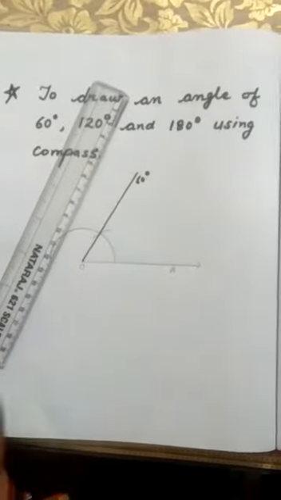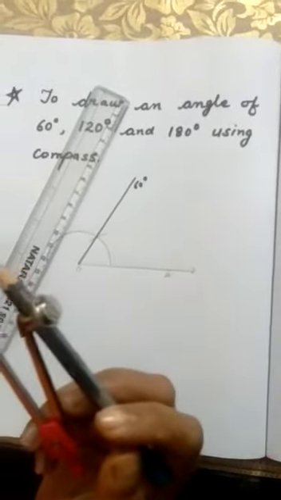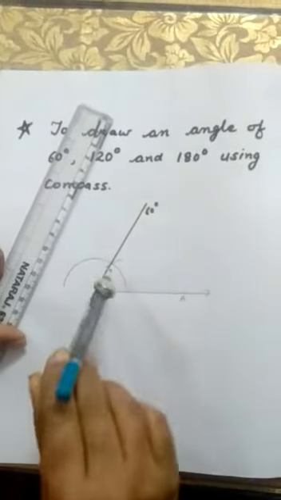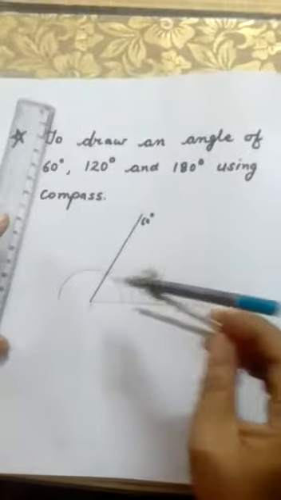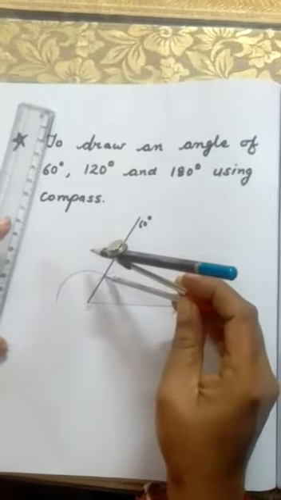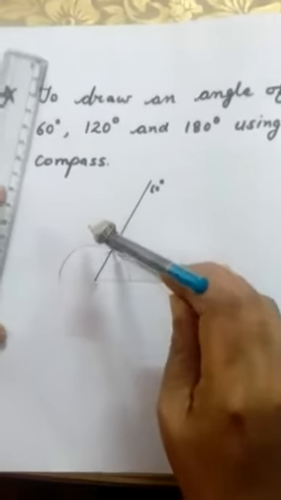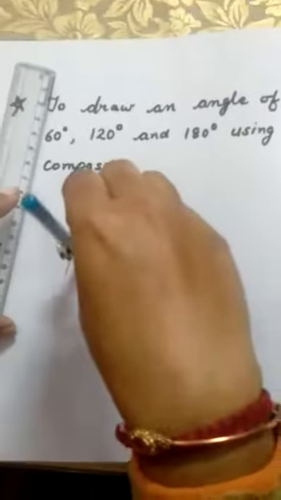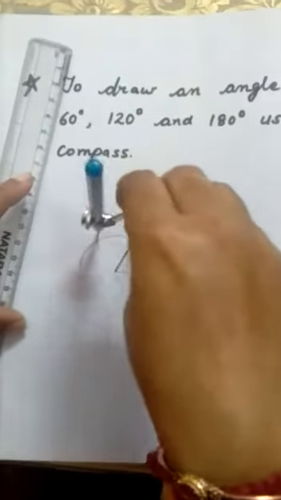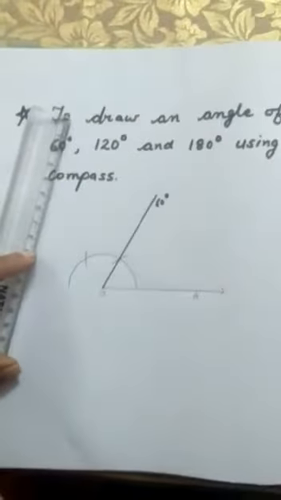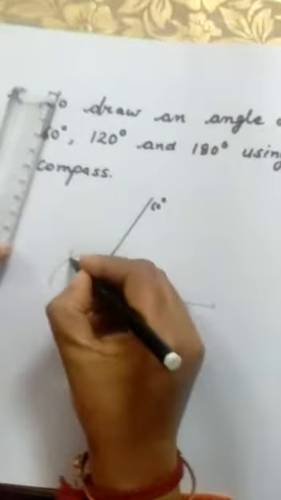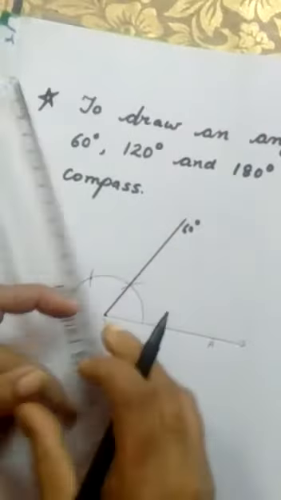Now again you will take the compass and you don't have to disturb it. It should be of the same radius. It will remain open as much as we opened it for the first arc. You will not disturb it. Now from this point where we have drawn the angle of 60 degree, we will cut the circle once again. Now join these 2 points, this point and this point O.